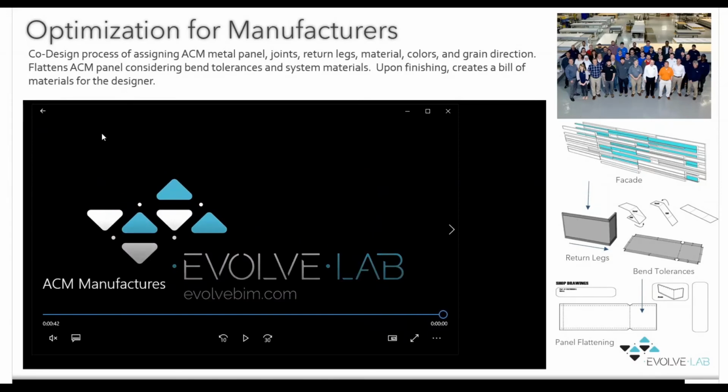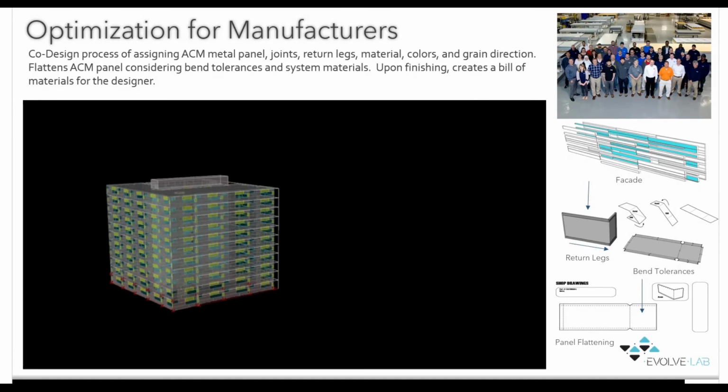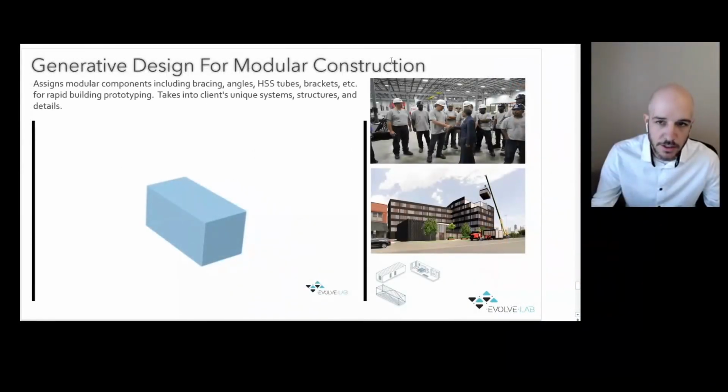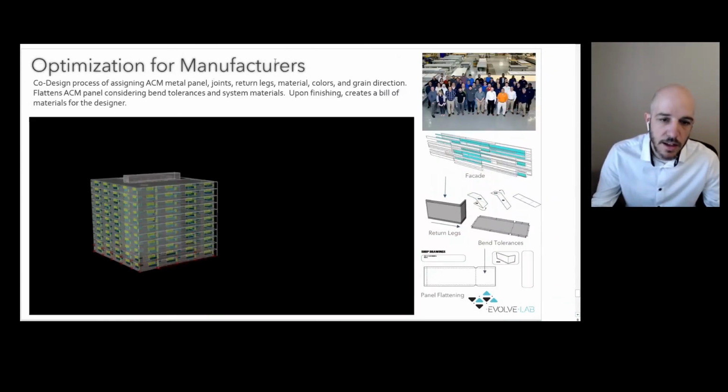And so the point on these two projects is this is not just architecture. This is manufacturing. So, we have both construction, modular construction, or what I'm calling computational construction, as well as generative design applied for manufacturers. So architects are not the only ones that benefit from some of these technologies.